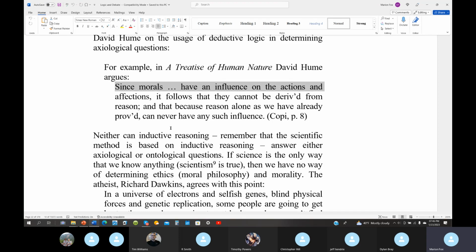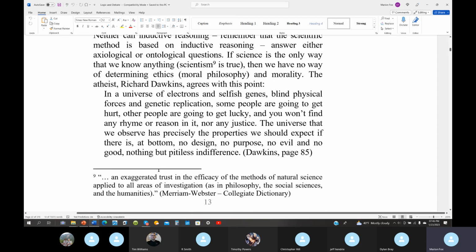Neither can inductive reasoning, because remember the scientific method is based on inductive reasoning. Can inductive reasoning answer either axiological or ontological questions? If science is the only way that we know anything, that's called scientism, and we can look down here, it's number 9, an exaggerated trust in the efficacy of the methods of natural science applied to all areas of investigation as in philosophy and social science and humanities.